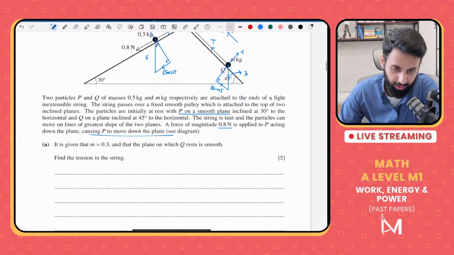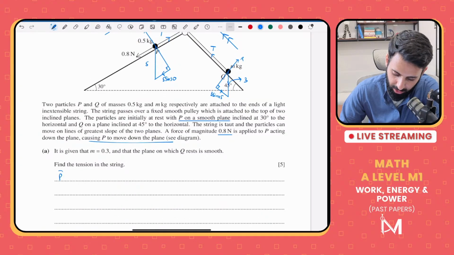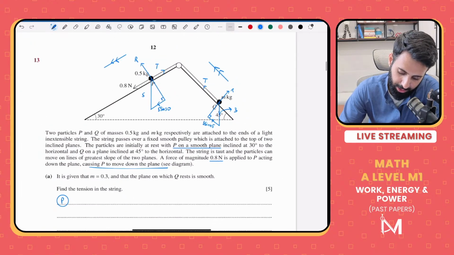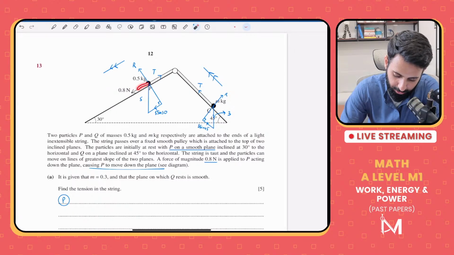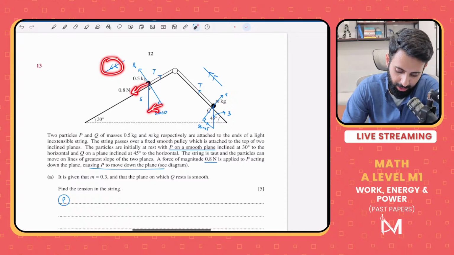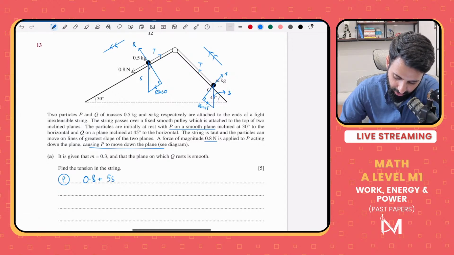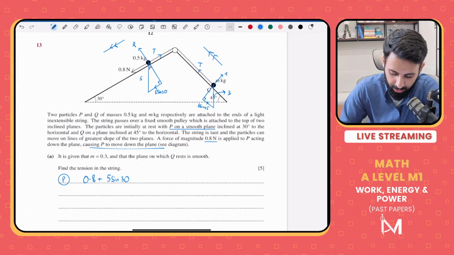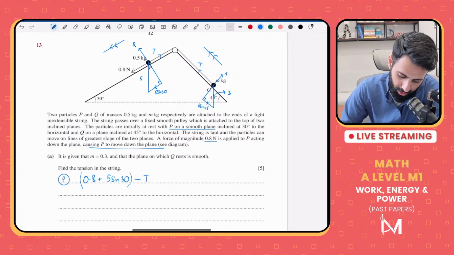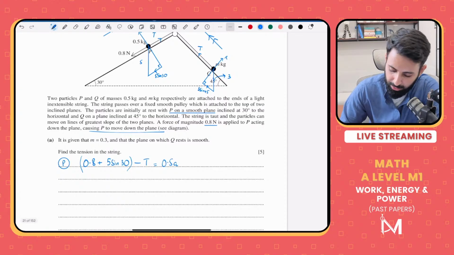Now let's find out the tension in this string. Let's first resolve from P's perspective. From P's perspective, this is the force that's acting in the direction the object is moving, and this is also the force that's acting in the direction it's moving. So these two forces become the forward force. So we have 0.8 plus 5 sine 30. Now, what's the force acting in the opposite direction? That's T. That is equal to 0.5a. Now let's simplify this a little. 5 sine 30 is 2.5. 2.5 plus 0.8 is 3.3. So 3.3 minus T is equal to 0.5a.